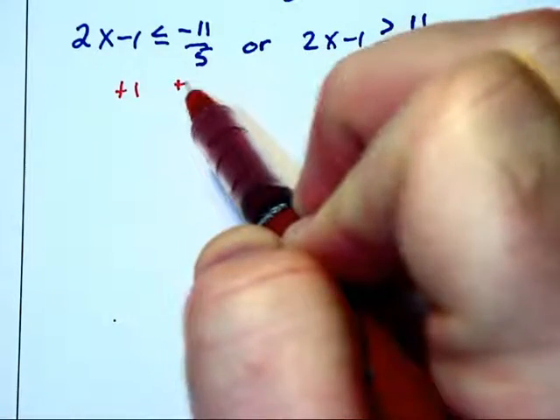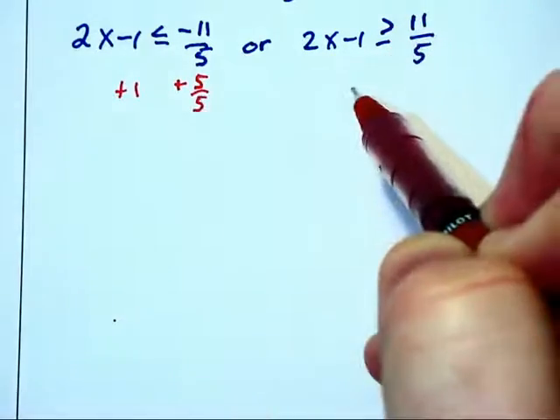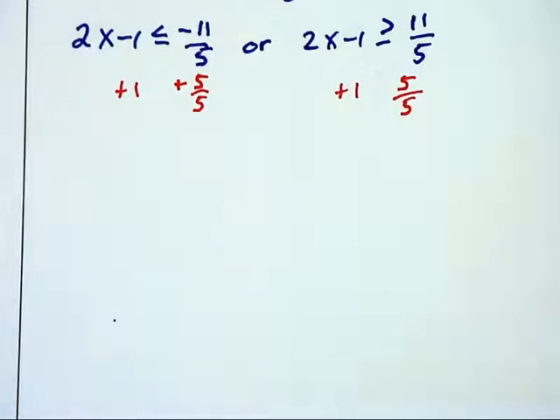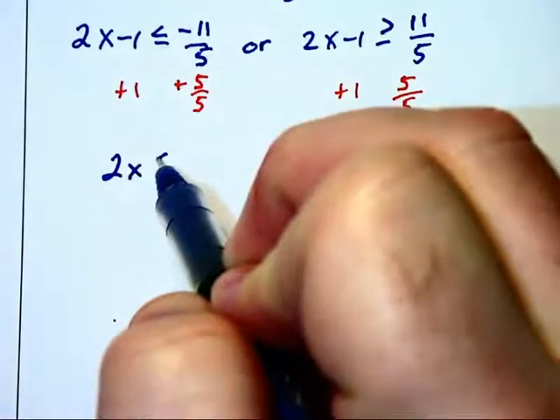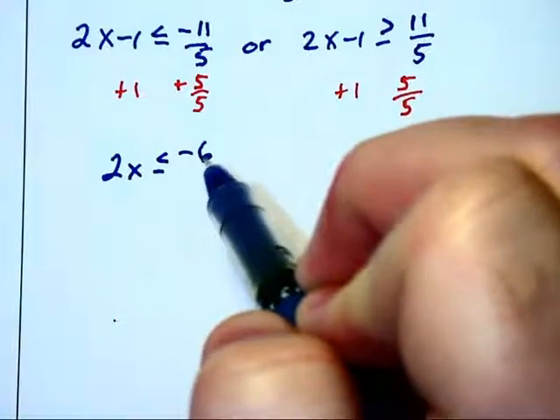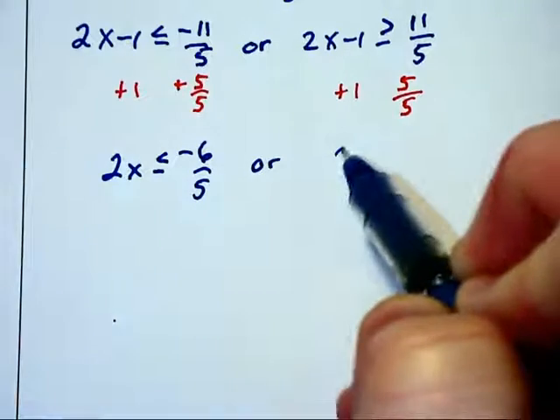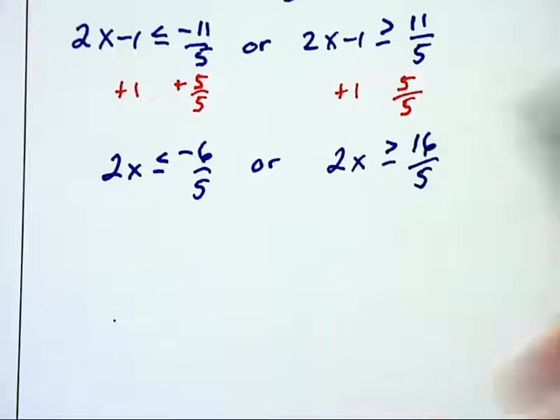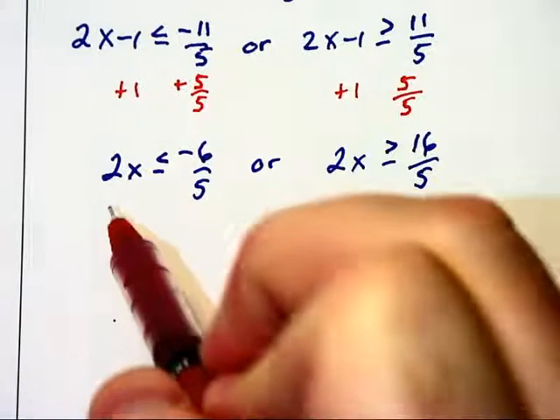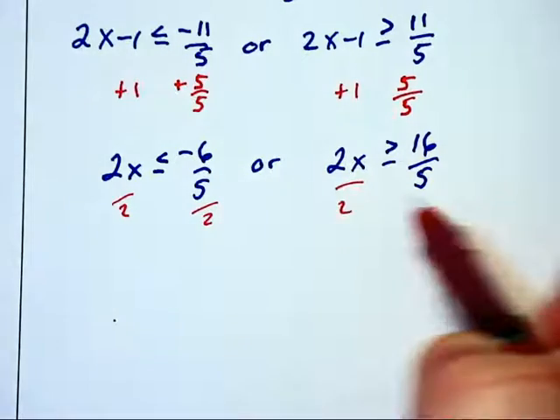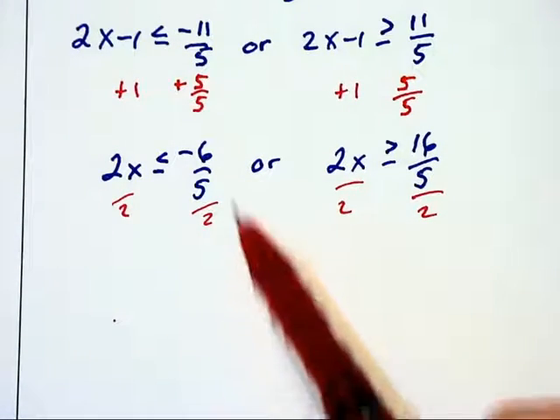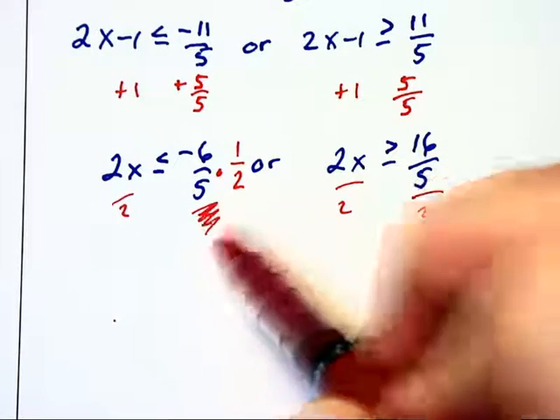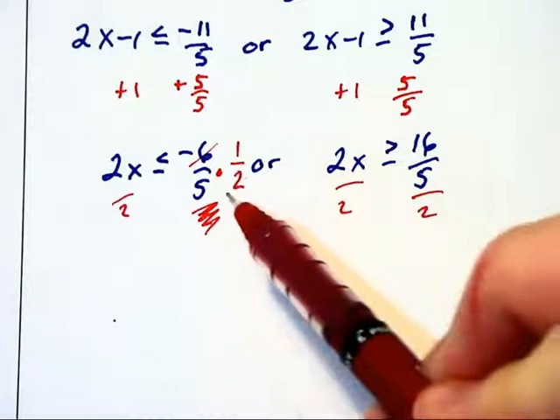Well, on the right, it's easier to add this as 5/5 so that we have a common denominator whenever we add fractions. Now what we are left with is 2x is less than or equal to -6/5, or 2x is greater than or equal to 16/5. We now want to divide each side by 2. And some of you may not like this compound fraction here. If you want to think of this as multiplying by 1/2, that works just as well. And then you can cancel here.